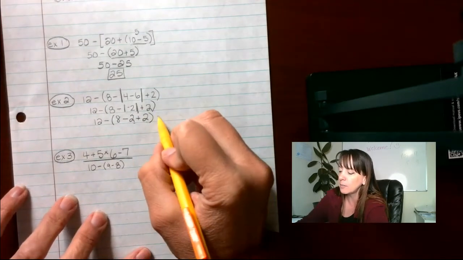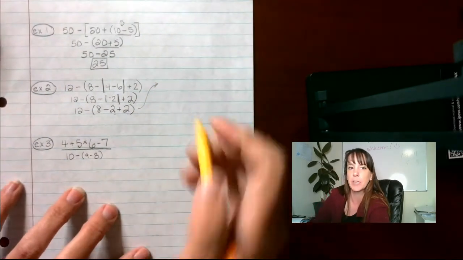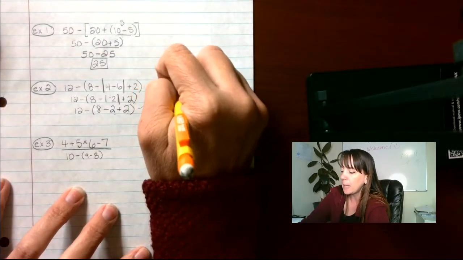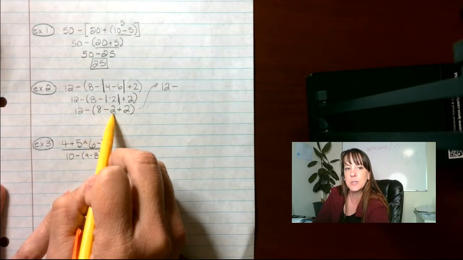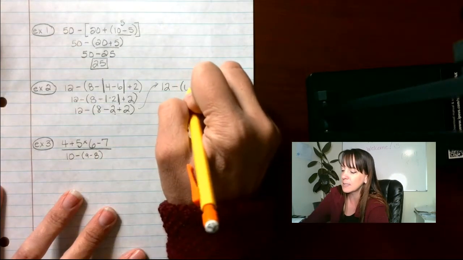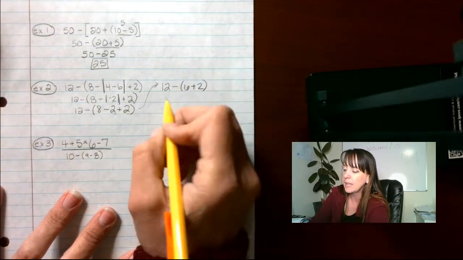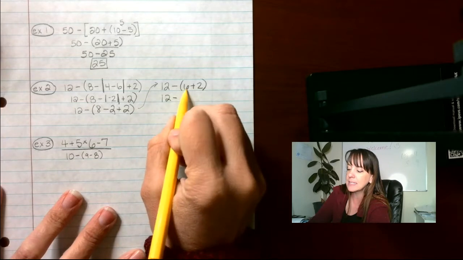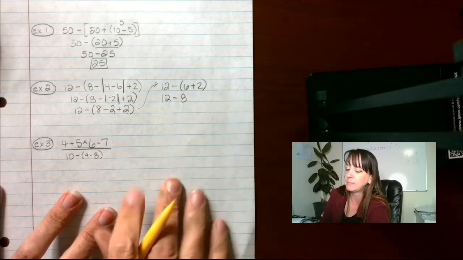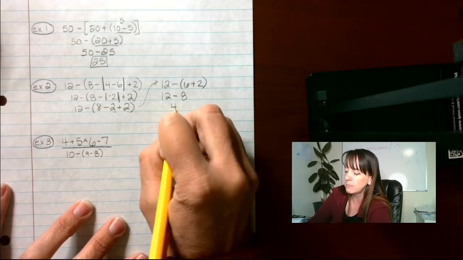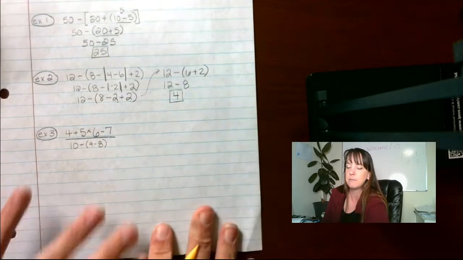So I'm going to jump this up here so we have some room here. So 12 minus, now 8 minus 2 is 6. So we get 6 plus 2. And then we have 12 minus 6 plus 2 is 8. 12 minus 8 equals 4. So our answer should be 4.